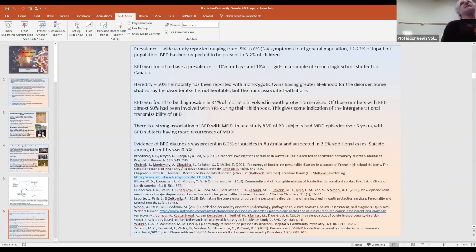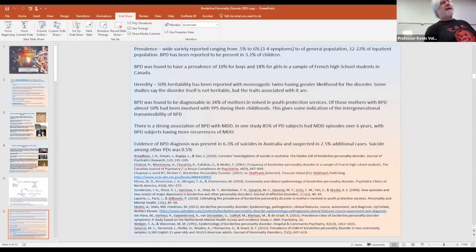Which are the most prevalent? No. Cluster C are the most prevalent. Didn't I say that? I think that's right. The cluster C ones are the most prevalent. Didn't I say that? Okay, I'll look at my notes. Not the most. BPD is not the most prevalent.